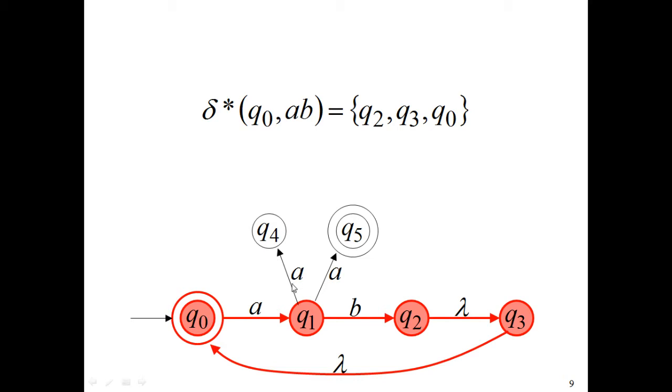So that is all about the formal definition of non-deterministic finite automata and the transition function as well as the extended transition function. Thank you.